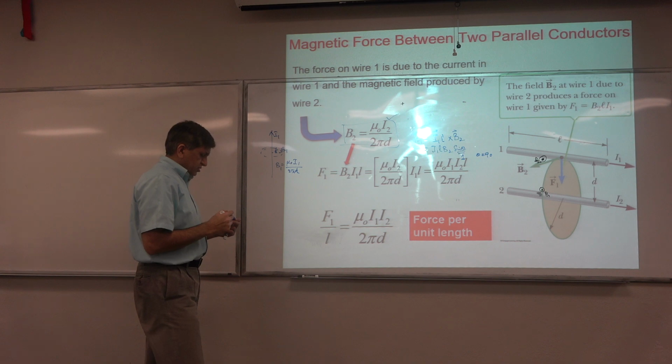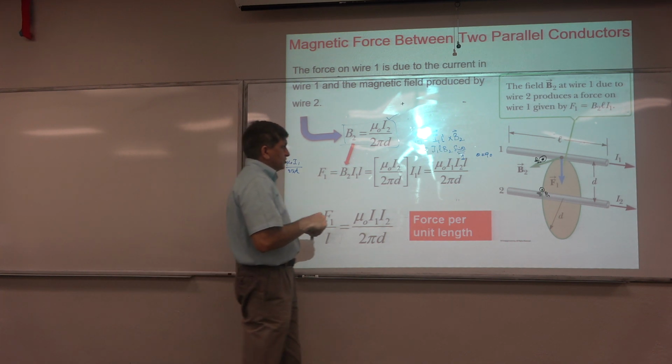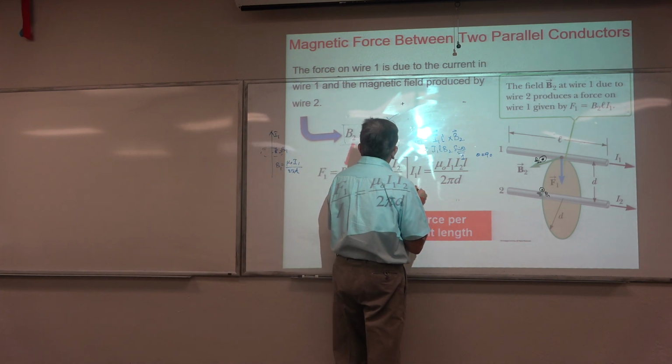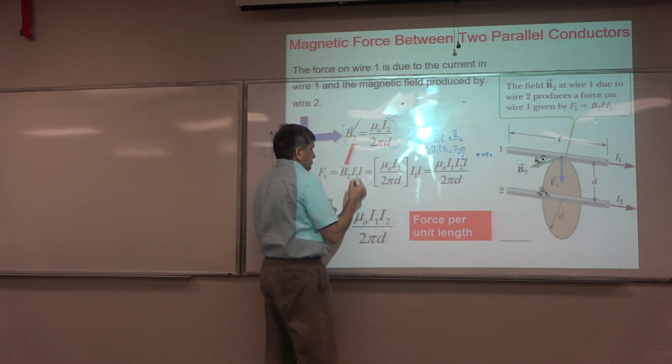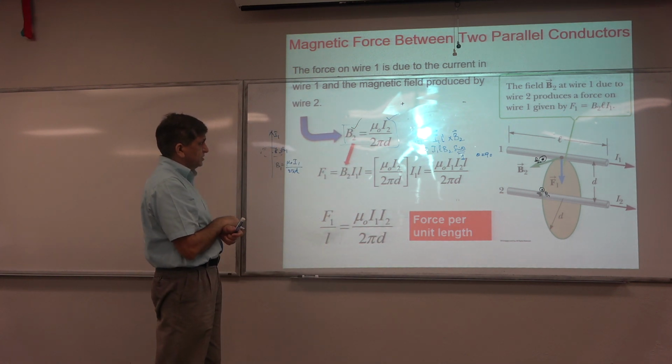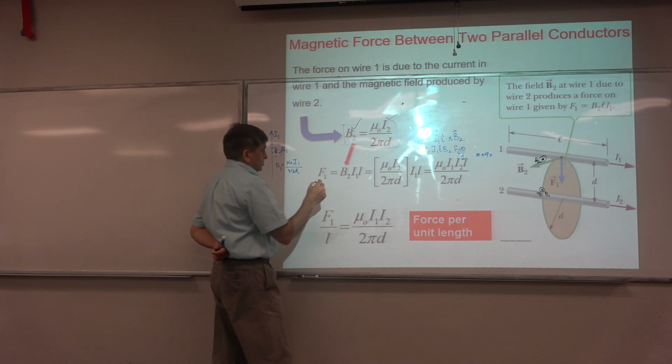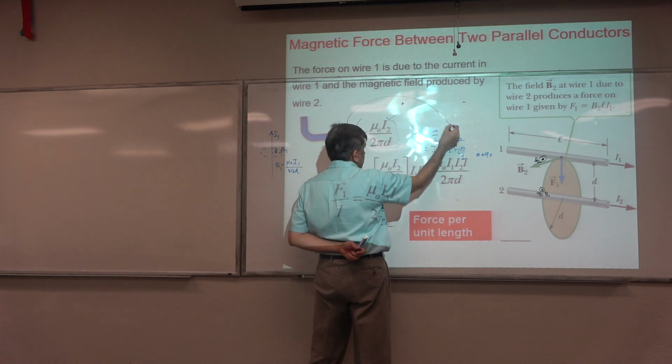Now let's join these, because I don't know the magnetic field B2, but I found the relation which can tell me the magnetic field B2 due to the current I2, right? So I'm going to replace this B2 over here, okay?